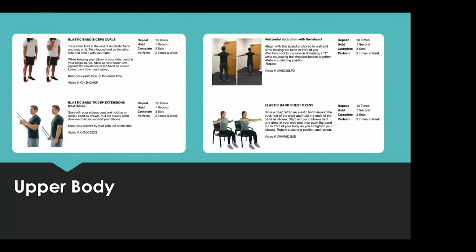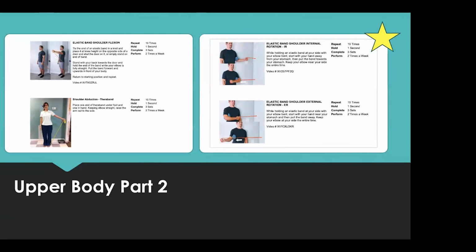On this first one here, there's 4 exercises for the upper body. These are all covering front, back of arm, chest, and the back. But what I want to look at with you is the ones you see starred here, the internal and external rotation exercises.